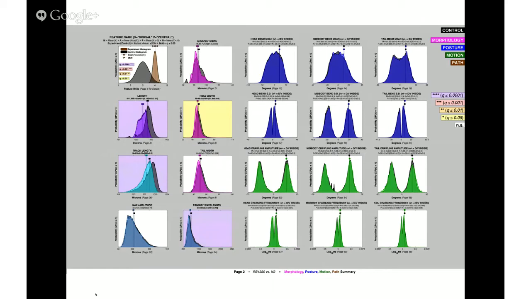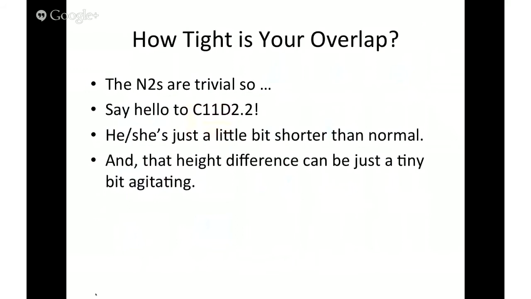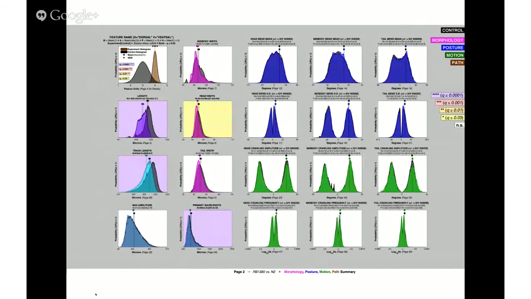In color are the ones that correspond to the C11D2.2 mutant. It's got that name because nobody has any idea what it does yet, so it hasn't been assigned a real name. It's just assigned to where it's located on the genome. And you can see that the overlap is really tight for these histograms. Most of the histograms lie right on top of each other. The only ones that are different are the length here. This guy's shorter, and the track length is likely altered by the size of the worm itself, so let's not discuss it. But suffice it to say that most of the histograms lie directly on top of each other.